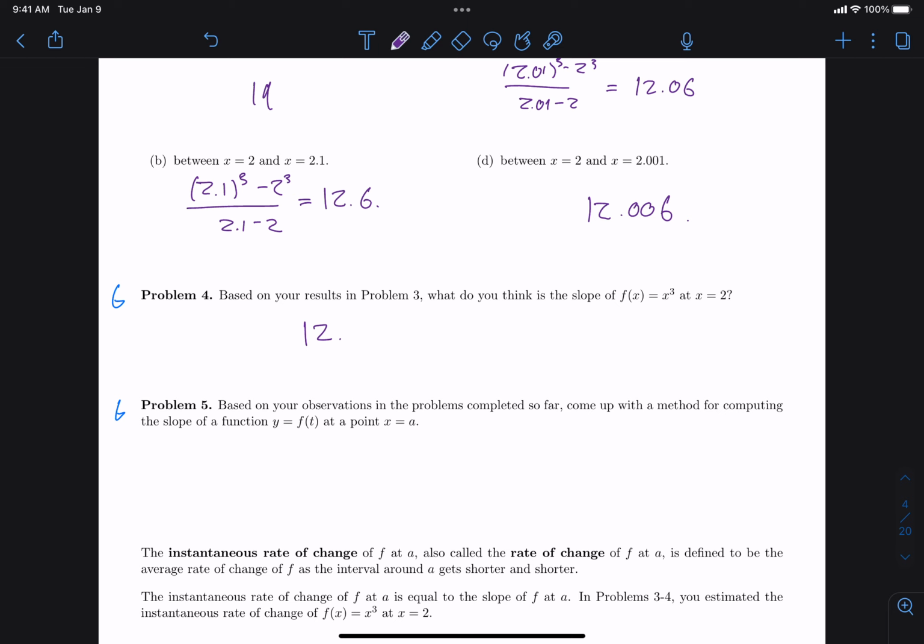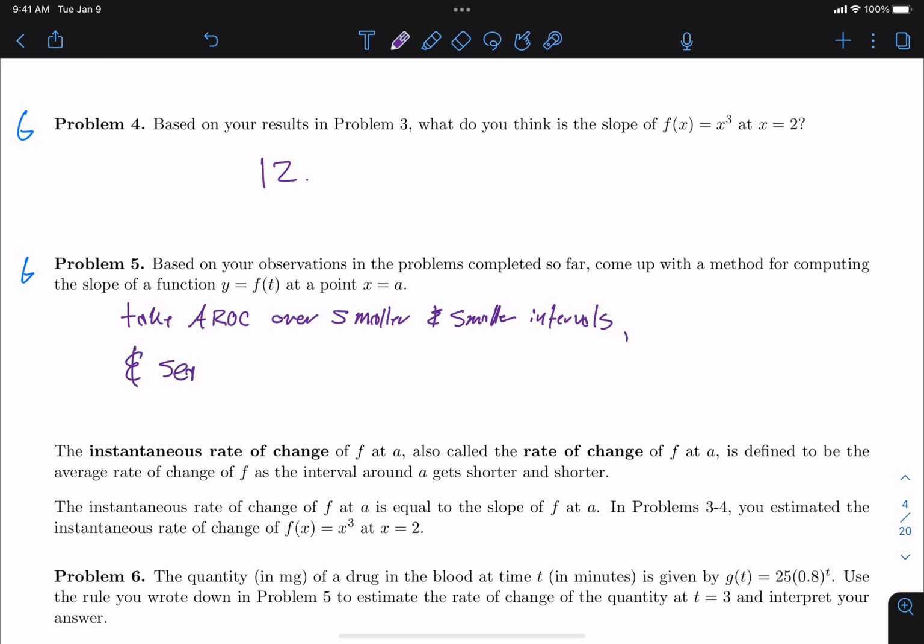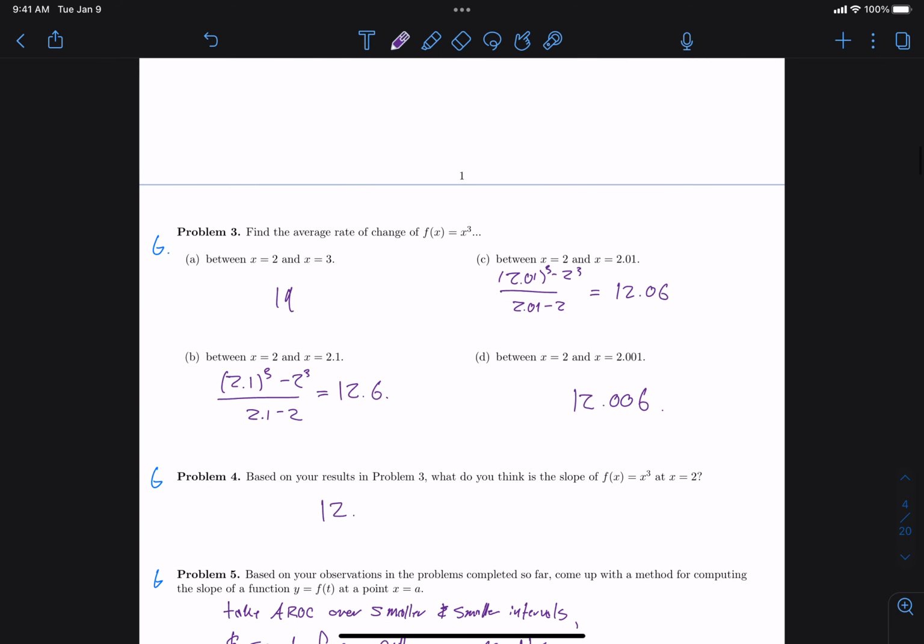The process is defined as follows. We take the average rate of change over smaller and smaller intervals and search for a pattern in the results. And let me draw you a picture that will convince you why this makes sense.